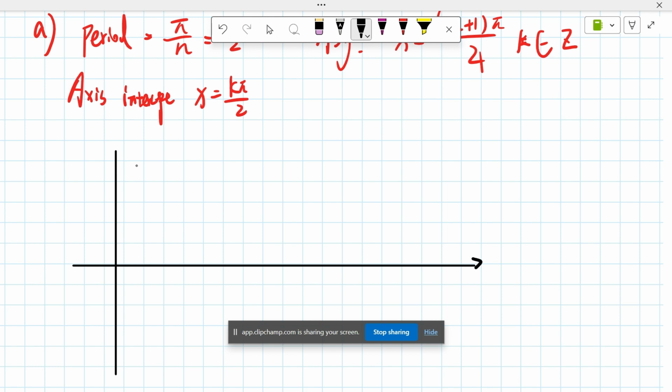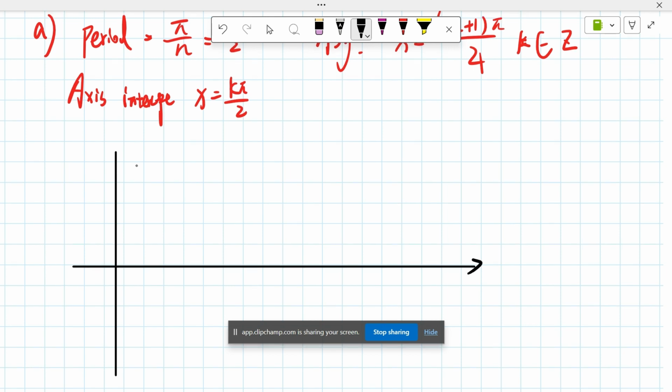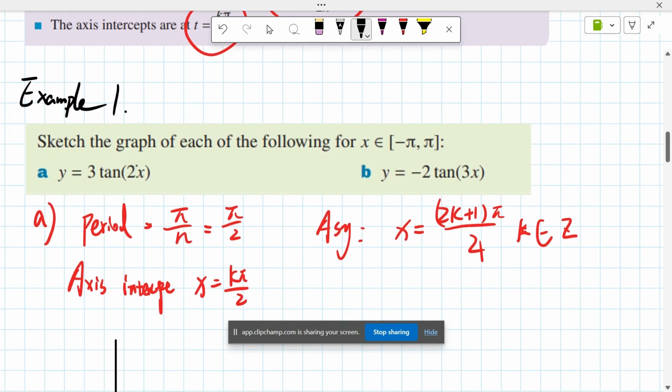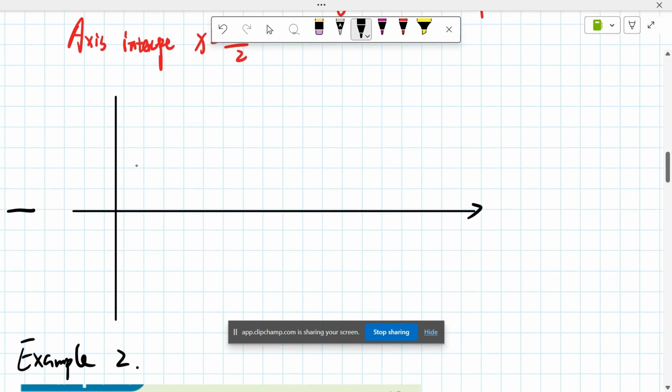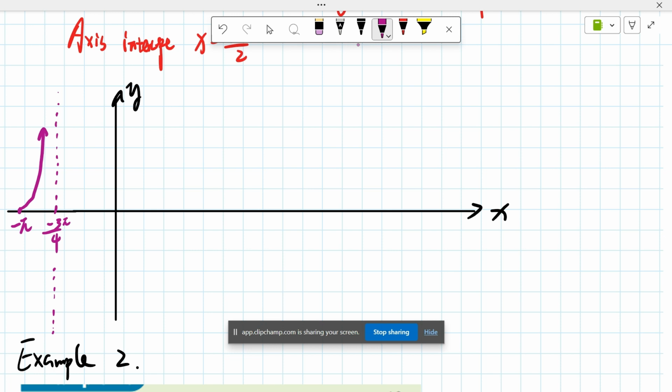Yep, perfect. Because it's negative pi to pi, we can just set it up a little bit like this. First thing first, we need to find our asymptote. So negative 3 pi over 4, that's the asymptote, and this is negative pi. So we go in here.